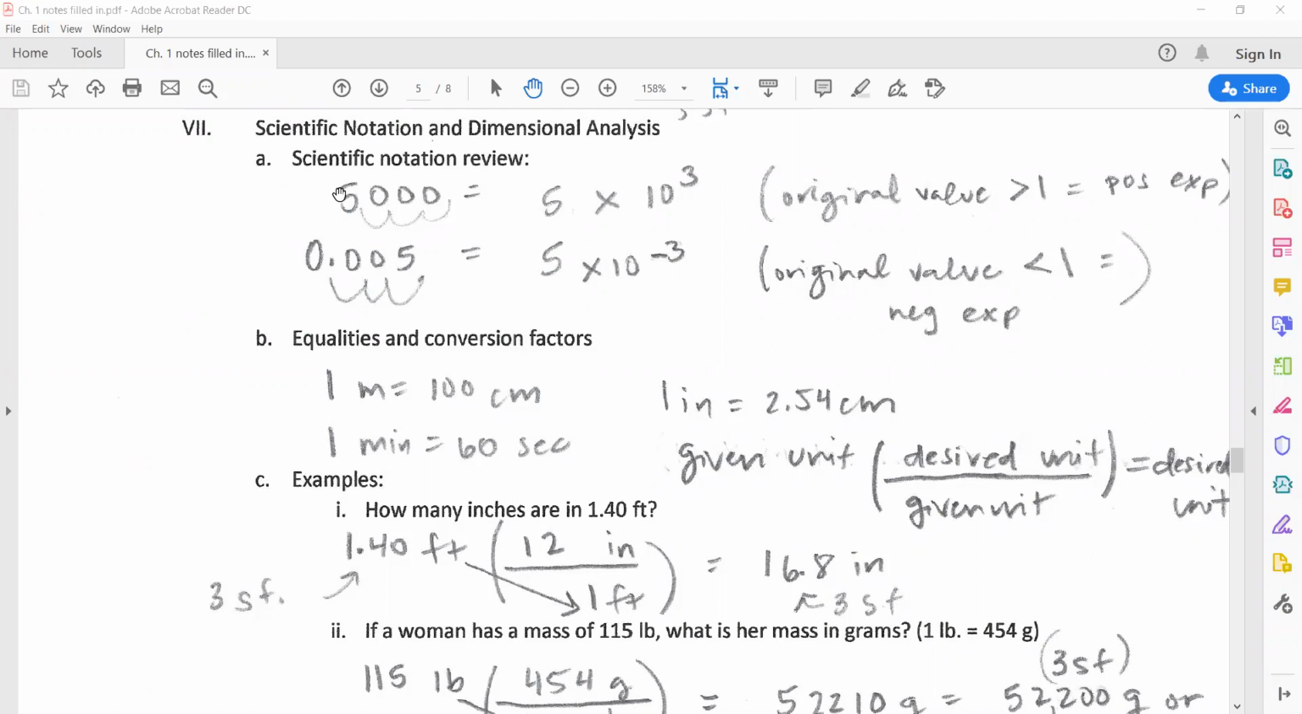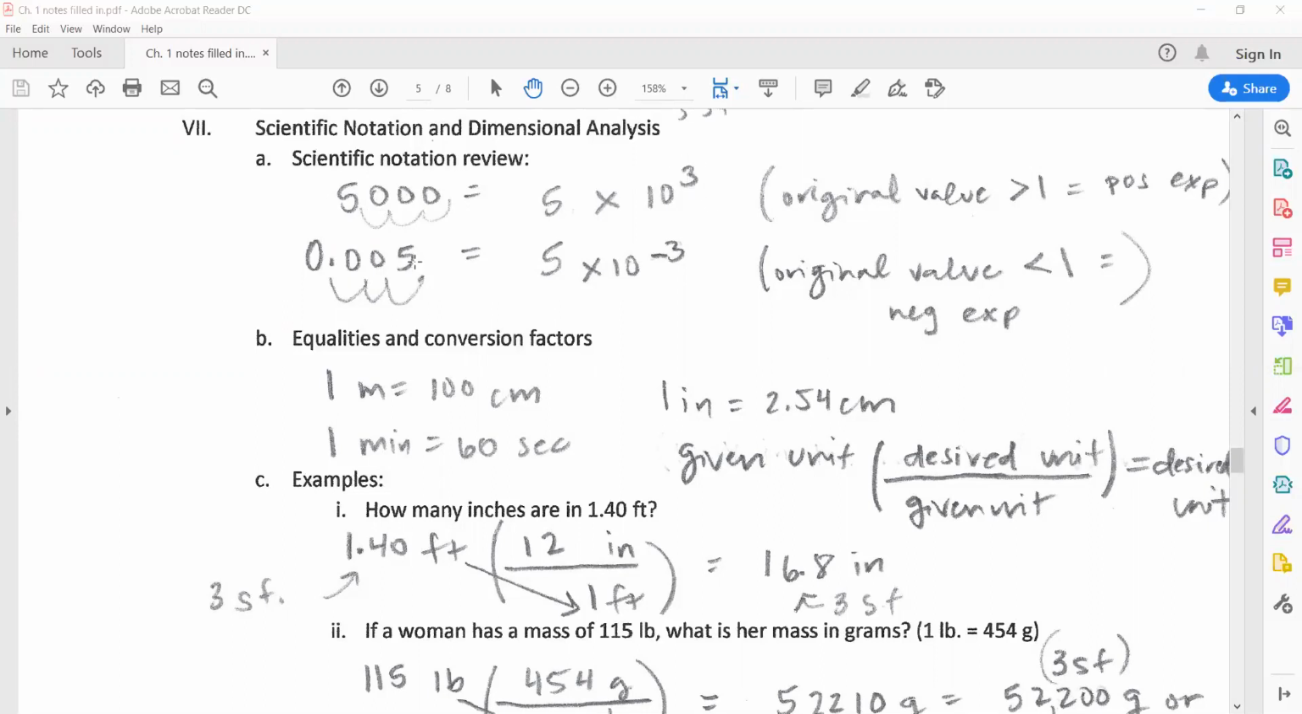A quick review here: if you have the value 5,000, you would move the decimal point over until you only have one digit to the left of the decimal point. So I would move the decimal until I have a 5 times 10 raised to an exponent. The exponent tells how many spaces the decimal moved. In this case, it moved 1, 2, 3 times. It would be a positive 3.